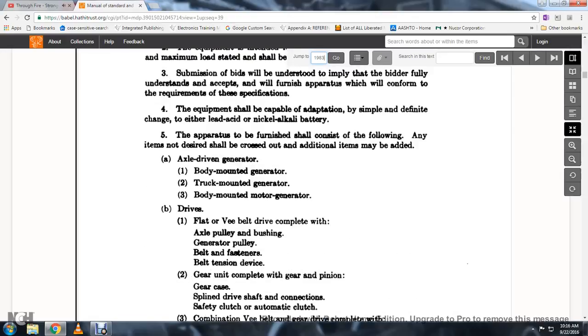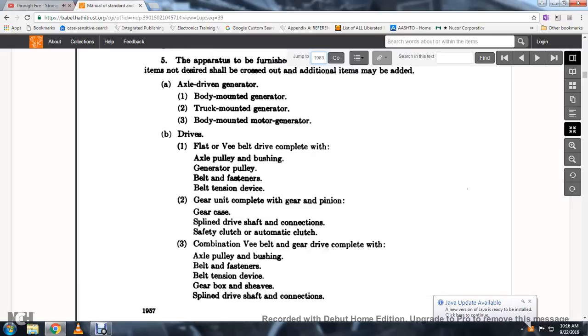The apparatus to be furnished shall consist of the following. Any items not desired shall be crossed out and additional items may be added. A. Axle-driven generator. 1. Body-mounted generator. 2. Truck-mounted generator. 3. Body-mounted motor generator. B. Drives. 1. Flat V-belt drive complete with axle pulley bushings, generator pulley, belt fasteners, and belt tension devices. 2. A gear unit complete with gear and pinions.